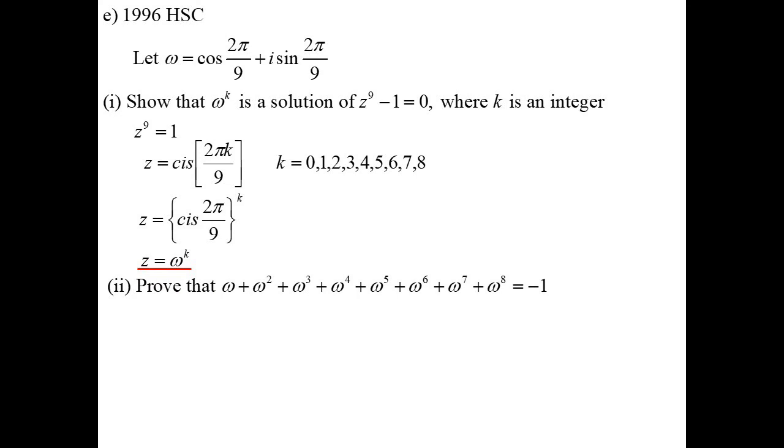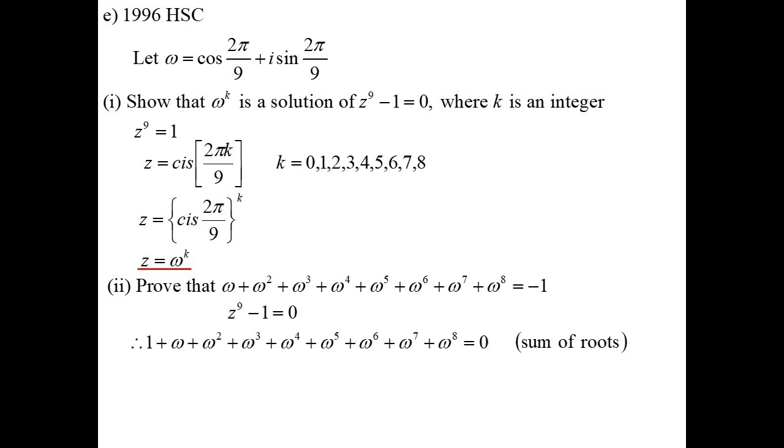They put the 1 over the other side, but it's still 1 plus omega squared plus omega cubed, and so on and so on. So z to the power of 9 minus 1 is equal to 0. I'm just going to do it the quick way. Sum of the roots, so that equals 0. Therefore, I can move the 1 over, and I've got their expression. Hence, go and show this result.